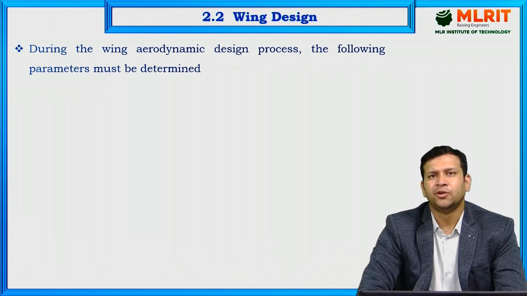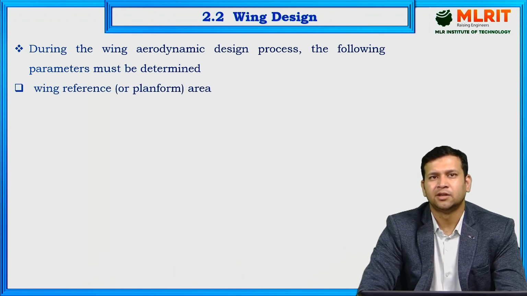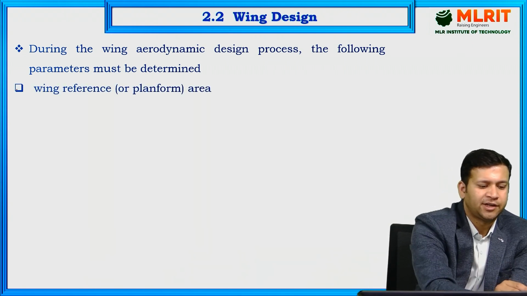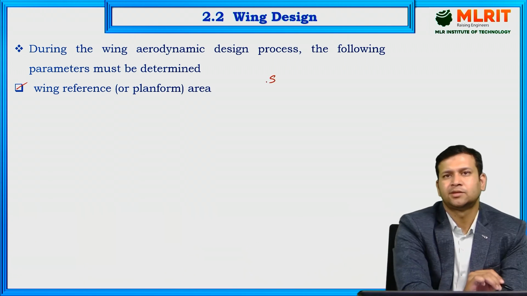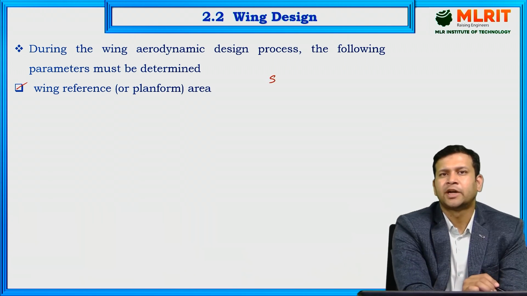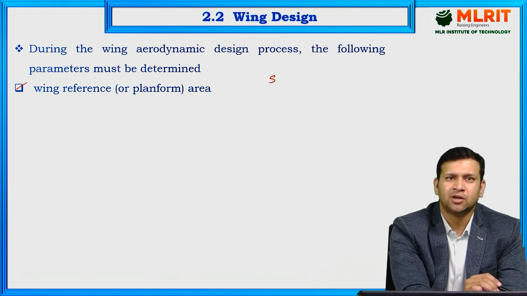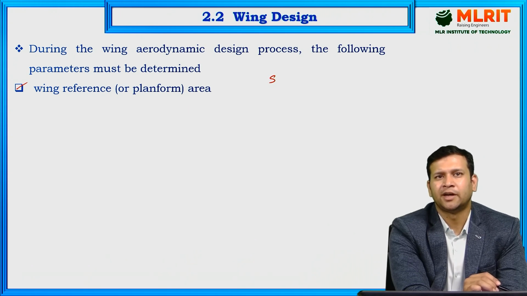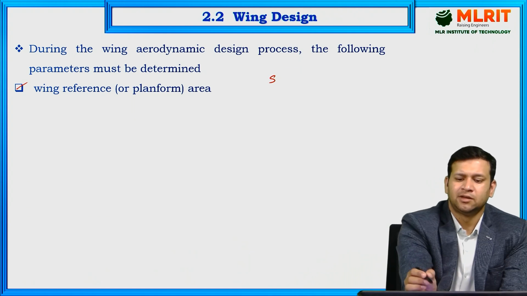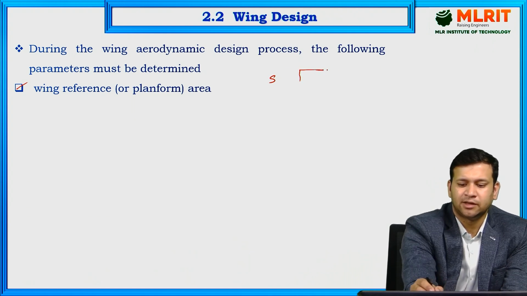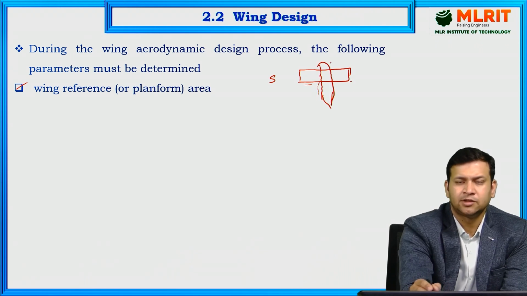Wing design. During the wing design, the aerodynamic design process, the following parameters must be determined. The first one, wing reference area, that is S. What kind of shape will my unmanned air vehicle have, what kind of wing shape? It will have a trapezoidal wing, an elliptical wing, or a rectangular wing. That I have to decide, and then I should freeze my design, like how the planform area looks, for example.